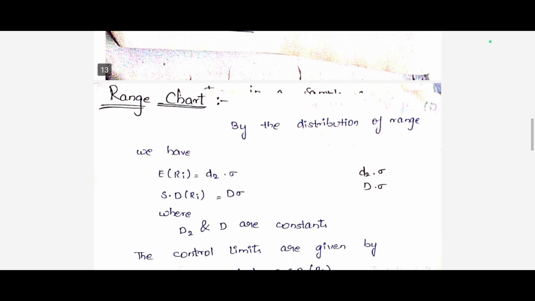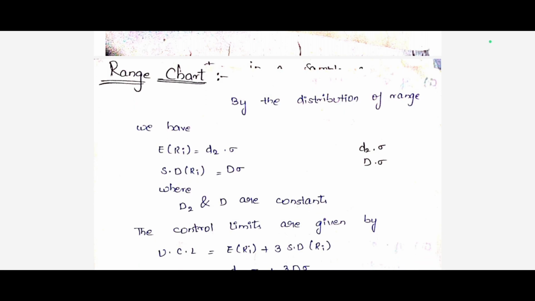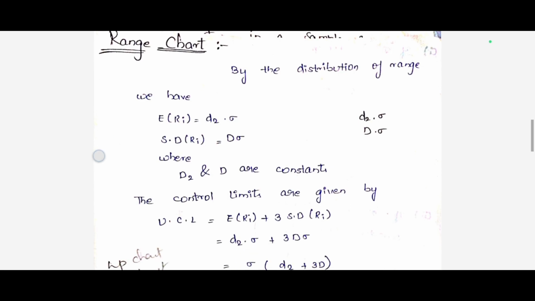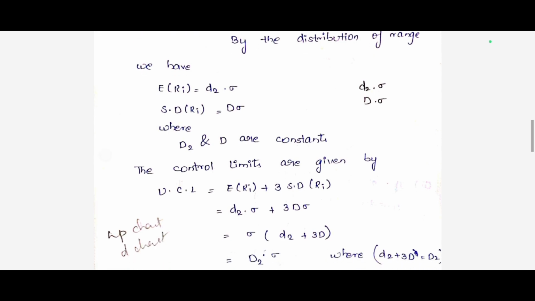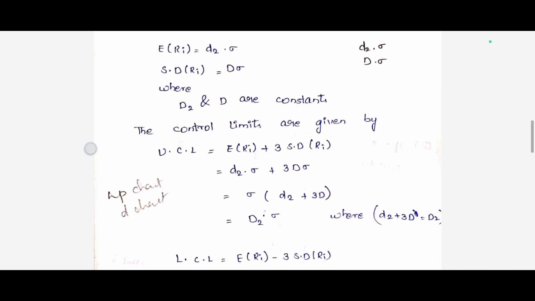By the definition of range, we have the expected value of Ri equals d2 into sigma. So the standard deviation of this Ri is equal to D into sigma, where d2 and capital D are constants. The control limits are given by UCL, that is the expected value of Ri plus 3 into the standard deviation of Ri.